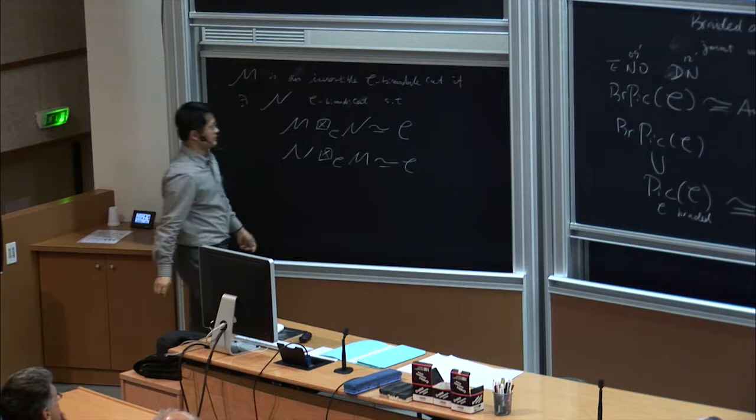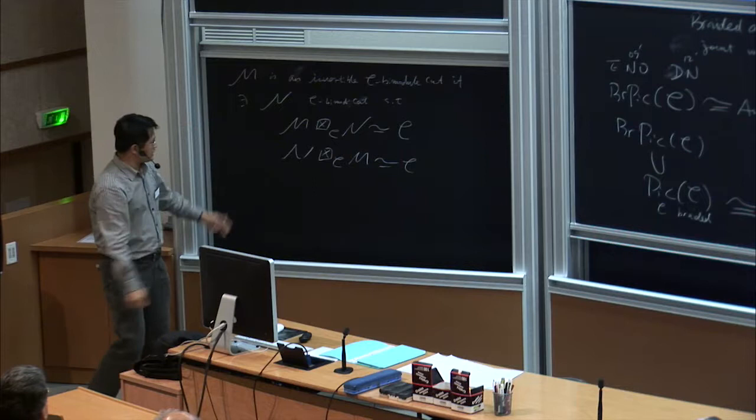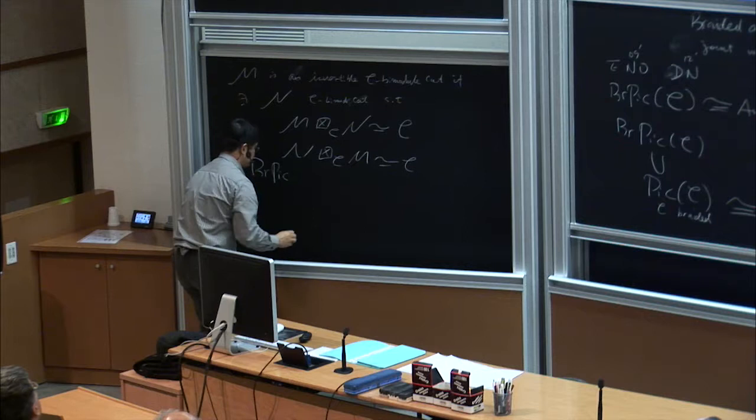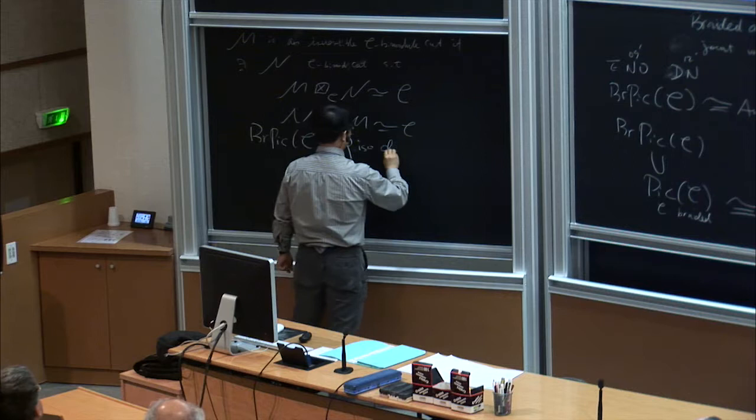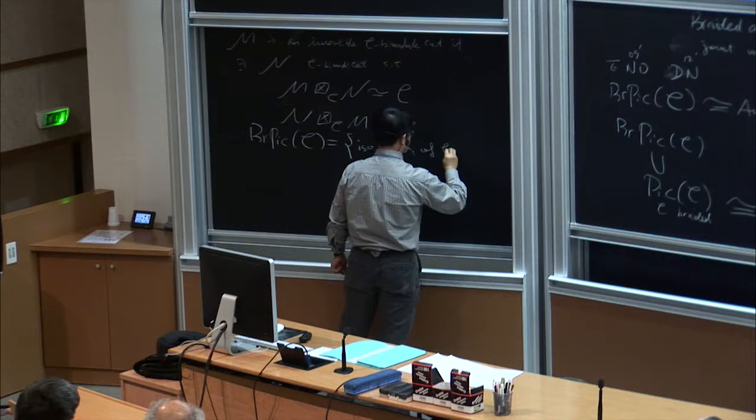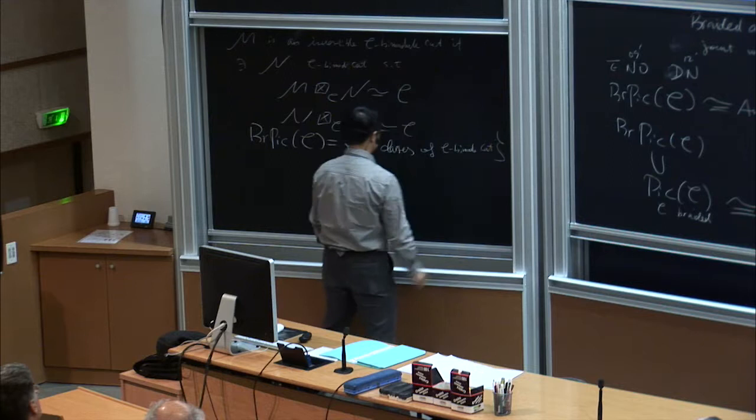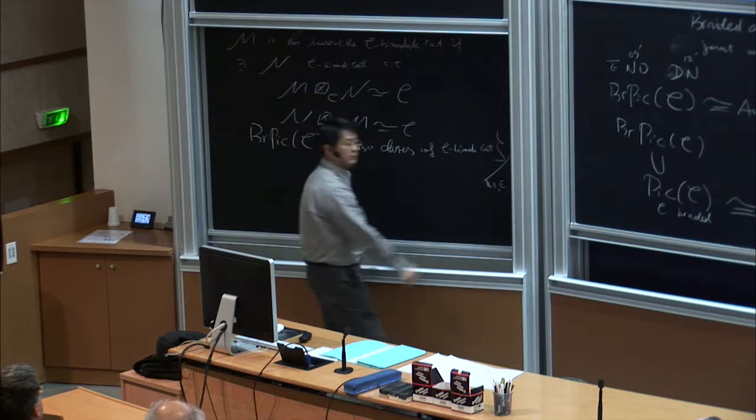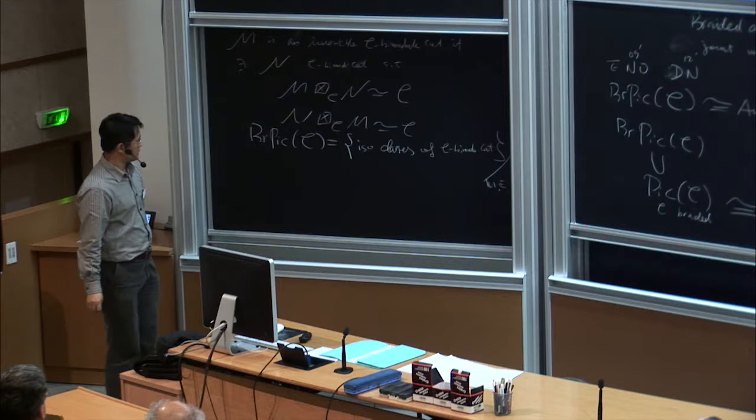And so the categorification of the Brauer-Picard group of C, that's the isoclasses of all invertible C-bimodule categories. But you have to mod out by the Morita equivalence. Right. So that's the Brauer-Picard group.